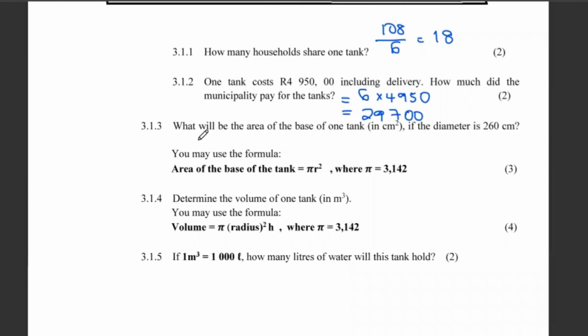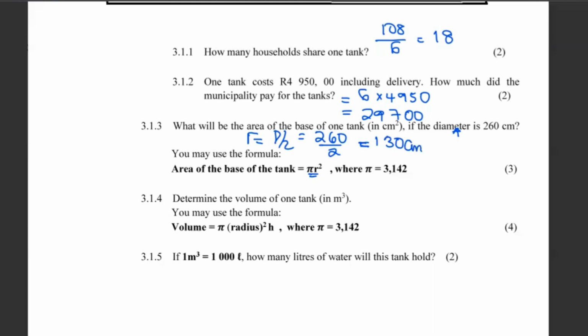Okay, we continue and say, what will be the area of the base of the tank in centimeters squared if the diameter is 260? So now, here they're talking of the diameter. In your head, you know very well that the formula requires you to use radius. So the first thing you do, look for the radius, which is diameter divided by 2, which is 260 divided by 2. You have 130.